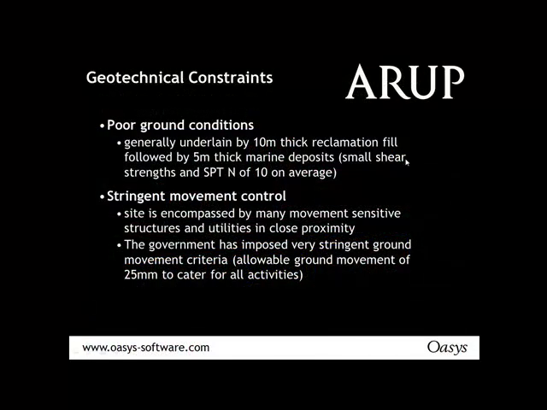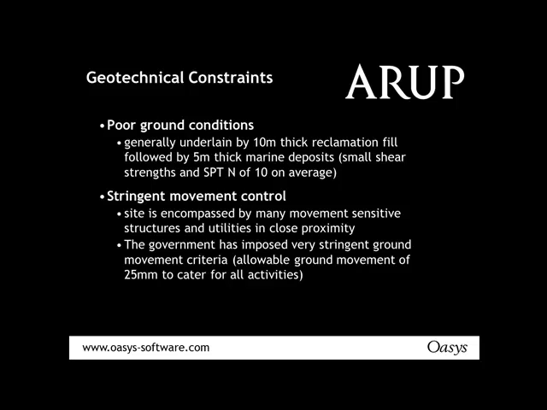So there are a number of geotechnical constraints that the engineers had to consider. As I mentioned, there are poor ground conditions, so it's underlain by 10 meter thick reclamation fill, followed by 5 meter thick marine deposit, so a very low SPT and small shear strengths. There are also very stringent movement controls, one from the government who has imposed a very stringent ground movement criteria. So it allows 25 mil of movement to cater for all activities during and before construction. And also the site is encompassed by many movement sensitive structures.